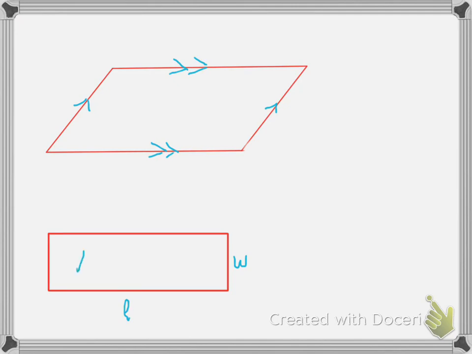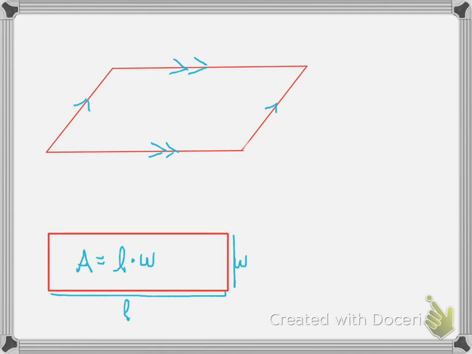If not, area of every rectangle is equal to the length times the width. So whatever this length is times this distance right here. Length times width is the area of every rectangle.